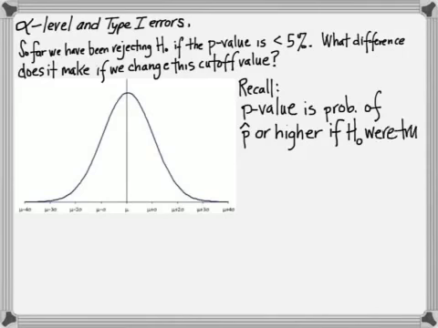So here's our sampling distribution. Remember, the p-value is the probability of getting our observed p-hat or higher if the null hypothesis were true, and it's based on that assumption. It's really important to understand that the p-value is based on an assumption of the truth of the null hypothesis. If the null hypothesis were true, given that, then we would see whatever p-hat we compute or higher, and the probability of getting that value is the p-value.